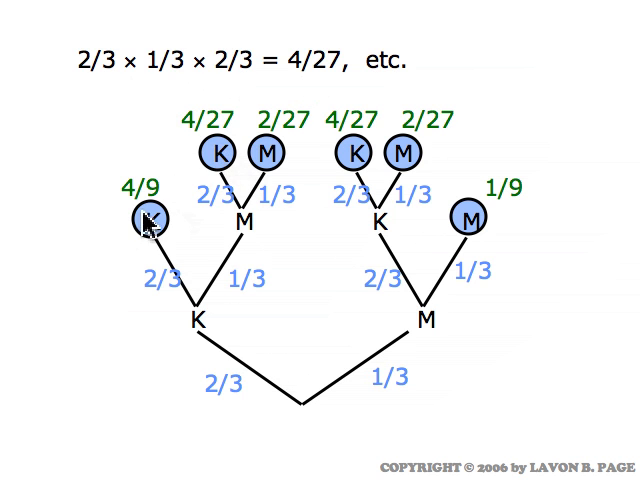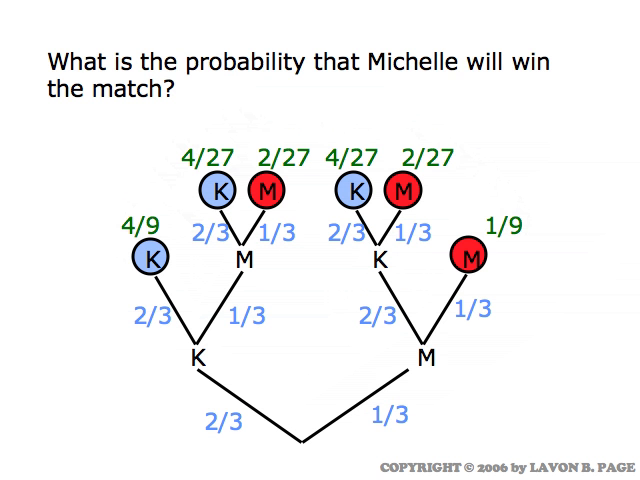Of course, you can check your arithmetic by adding up all the probabilities, the numbers in green here. They have to add up to 1 if you've done the problem correctly. The first question is, what's the probability that Michelle will win the match? Well, the 3 outcomes that show Michelle winning the match are the 3 shown in red, so we just need to add their probabilities. 2/27 plus 2/27 plus 1/9. Those numbers add up to 7 over 27, so that will be the probability that Michelle wins the match.